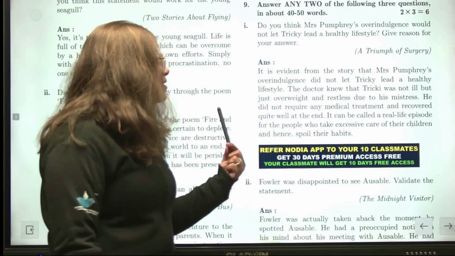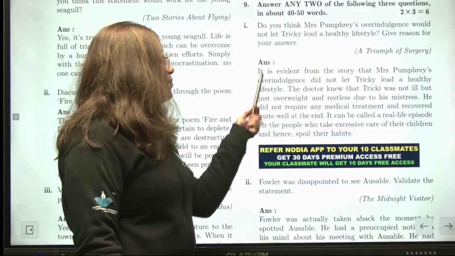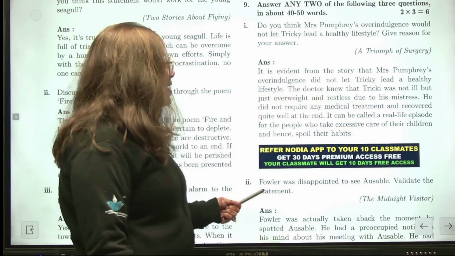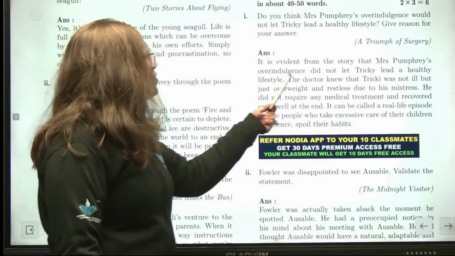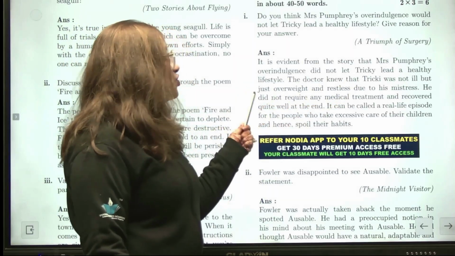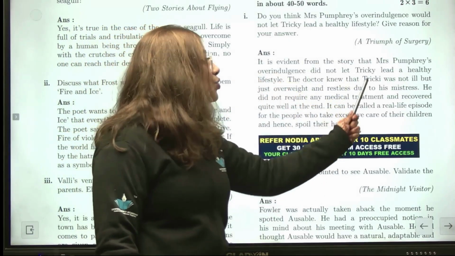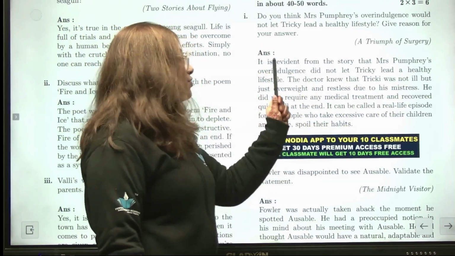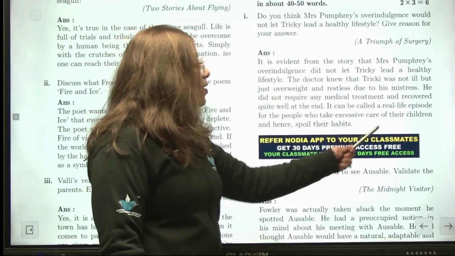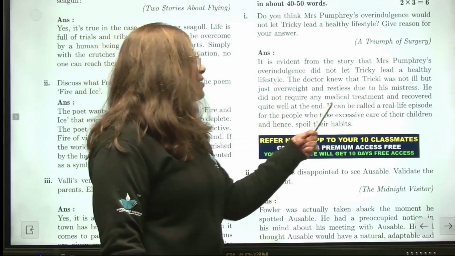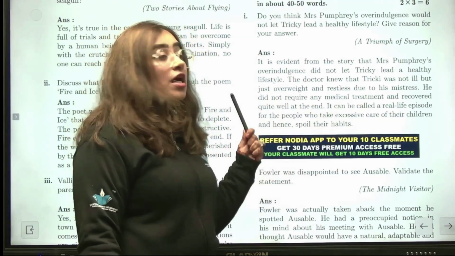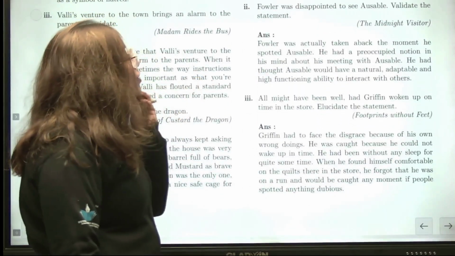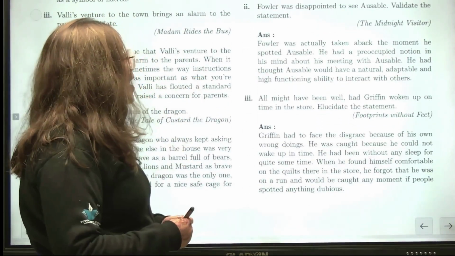So, yes, it is evident from the story that Mrs. Pumphrey's overindulgence did not let Tricki lead a healthy lifestyle. The doctor knew that Tricki was not ill but just overweight and restless due to his mistress. He did not require any medical treatment and recovered quite well at the end. It can be called a real life episode for the people who take excessive care of their children and hence spoil their habits. Clear?